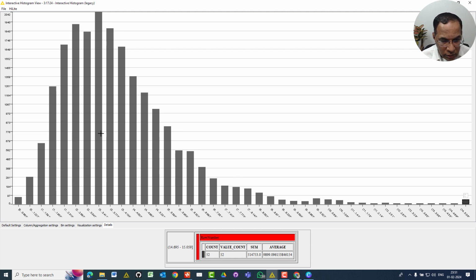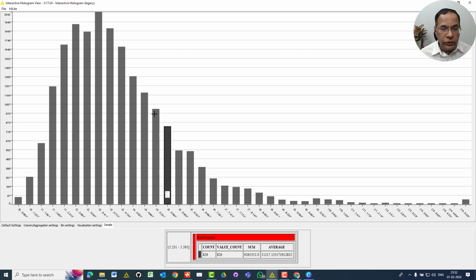It's not like individual numbers. So you will see on average, most of the data points are somewhere between, let's say, this range, for example, 19,000 and probably, let's say, for example, here, around 52k or something like that. So most of my values are here.